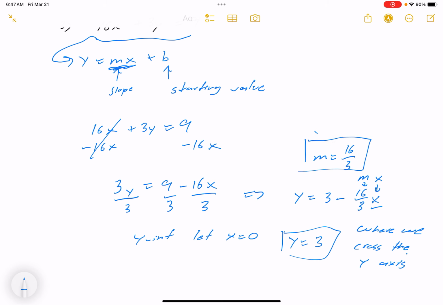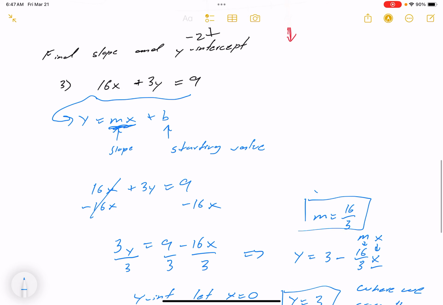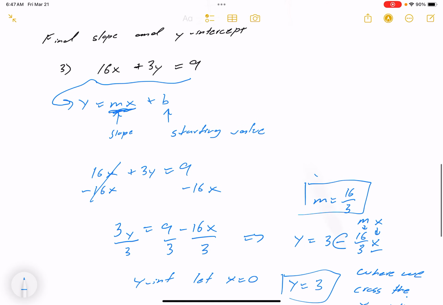That is what it's going to look like, 16 over 3. Actually, no, sorry. Forget what I said. Don't forget about this. That's a negative sign. That's very common to forget. So let me rewrite it. Y equals 3 minus 16 over 3x.